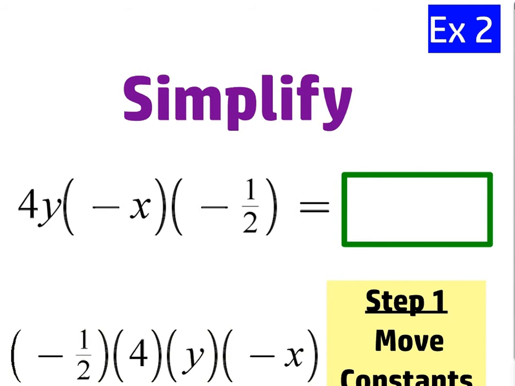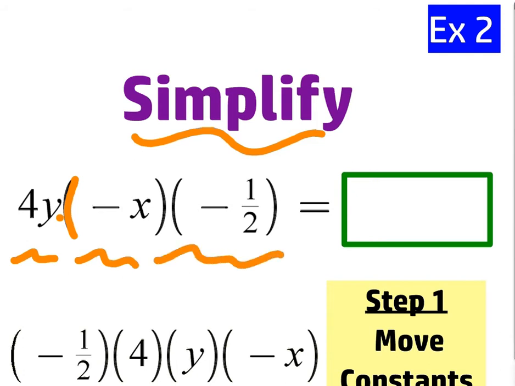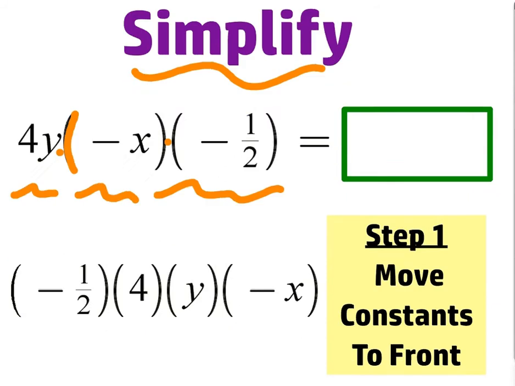Let's read this one together. Simplify, make short. 4y. Now it's parentheses next, so that actually means multiply, right? Just as a refresher. 4y times negative x, parentheses again, so it's times negative 1/2. And if it confuses you, you can put the multiplication sign in between there. Let's follow these easy steps.